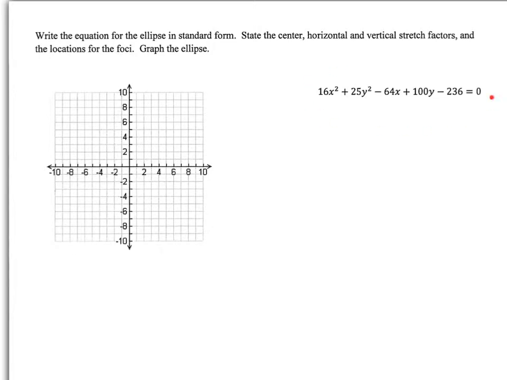My equation here is in general form, needed in standard form. Well, how do you do that? We need to complete the square. We're going to complete the square on the x's, complete the square on the y's, move that 236 to the other side, balance the equation out. So let's go.